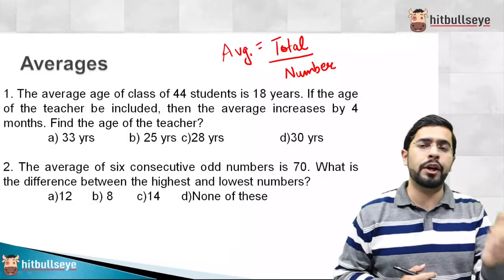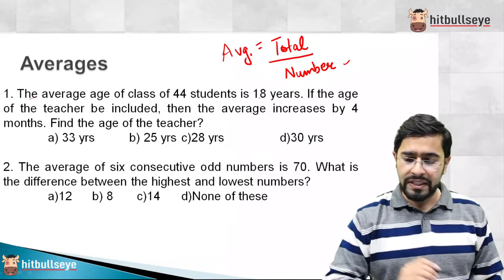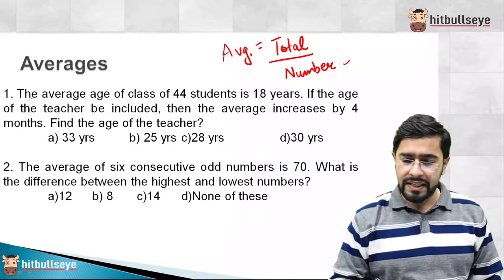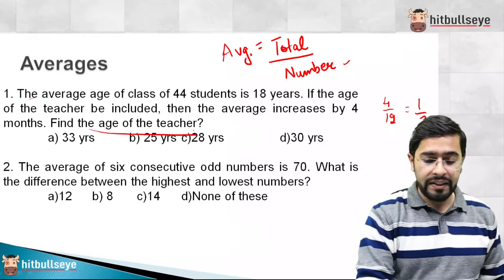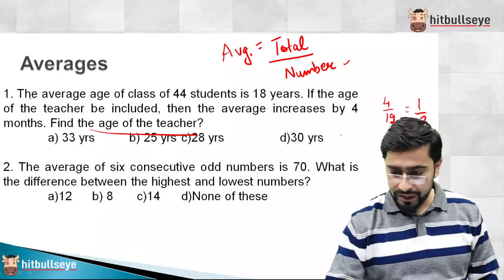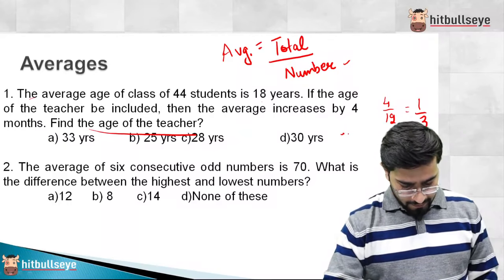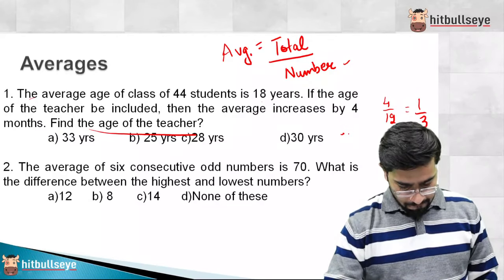So now coming here, the average age of students of a class of 44 students is 18. If the age of the teacher is included, then the average increases by 4 months. For 4 months, we can write it as 1 by 3. So 18 increases by that. Find the age of the teacher.